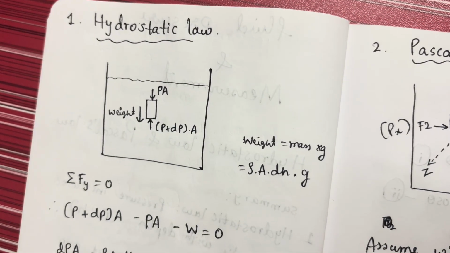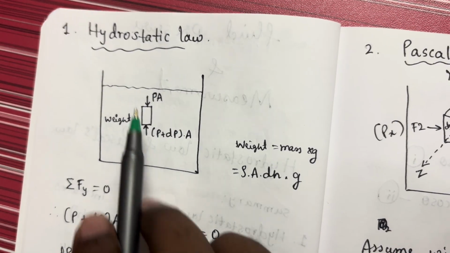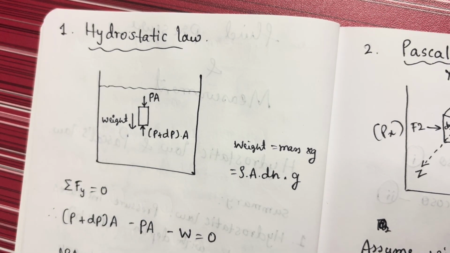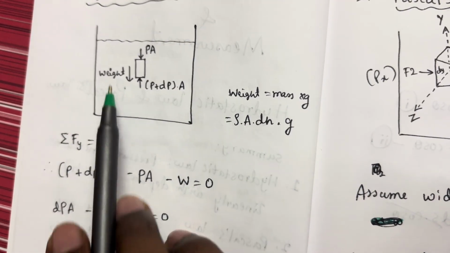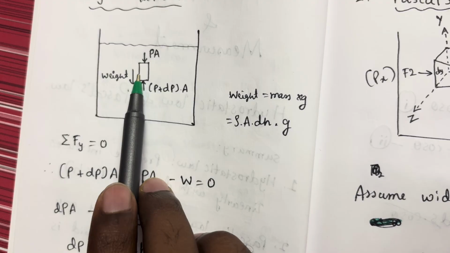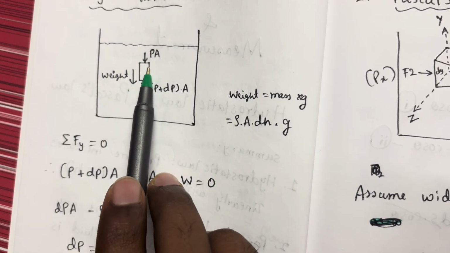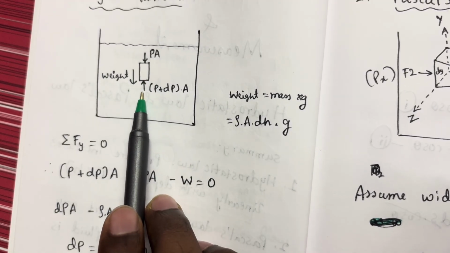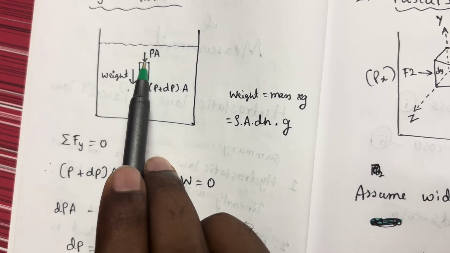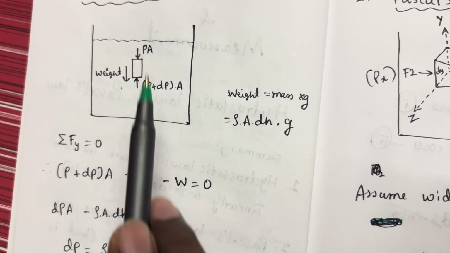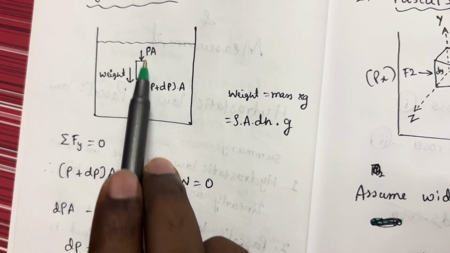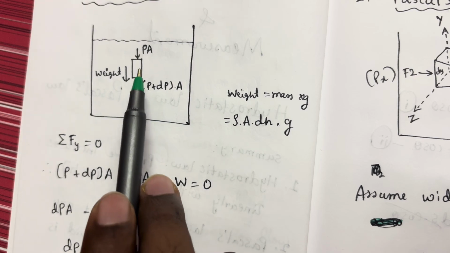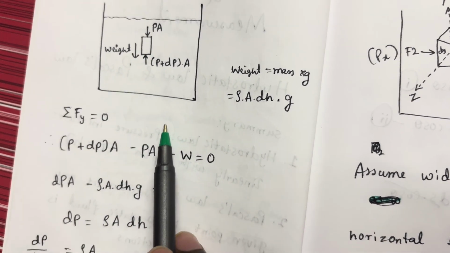Now we will try to derive the hydrostatic law, its equation. Let's say we have a beaker, and in it we have a small cylinder. Water forces are acting upon it. There is a force on top of the cylinder, then a force on the bottom of the cylinder, then its own weight. All these three forces are acting upon it along the y-axis.